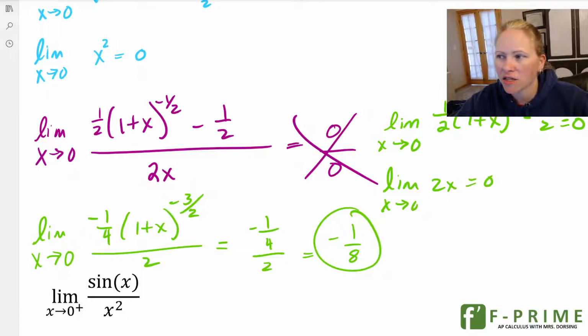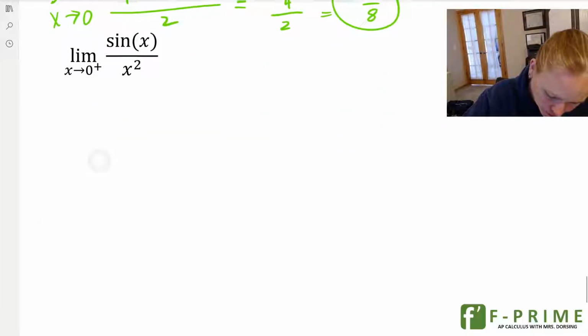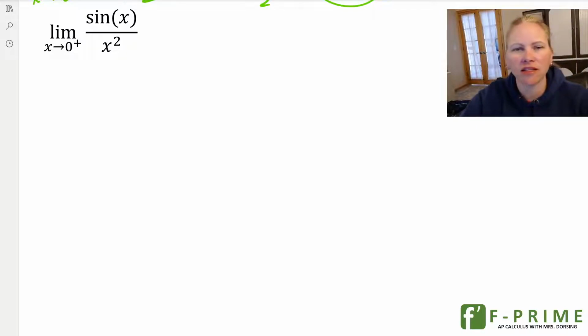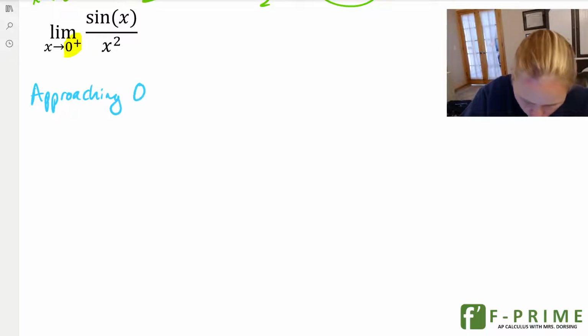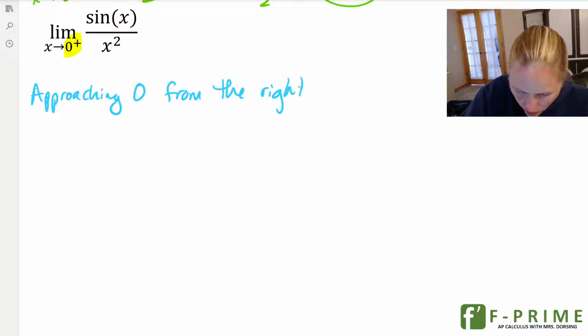So it is possible to apply L'Hopital's rule more than once. The last thing that I'll talk about here with L'Hopital's rule is we can also use it for one-sided limits. So let's review some one-sided limits here. So remember, a one-sided limit has the little plus or the minus. So this right here means we're approaching 0 from the right. So from the right-hand side, what am I trying to become?